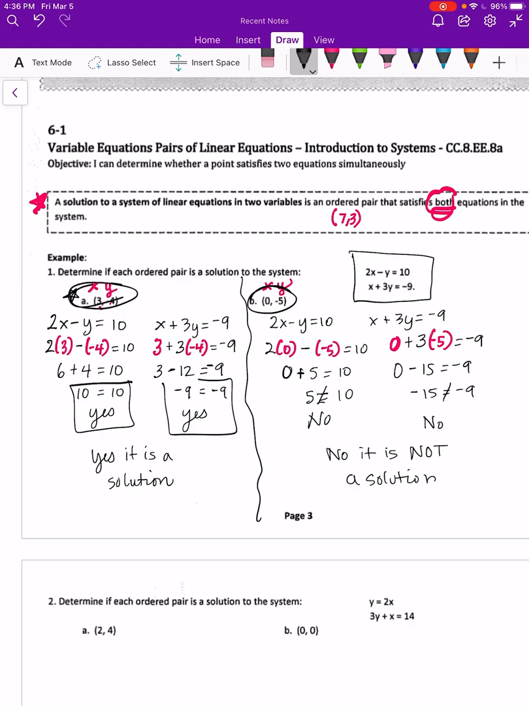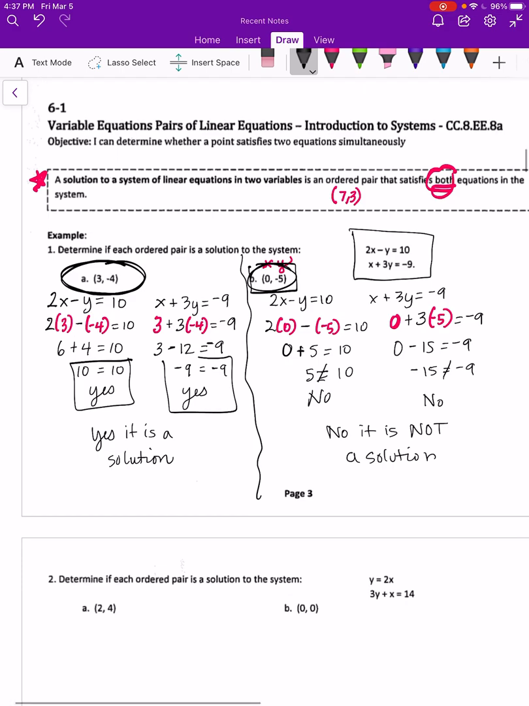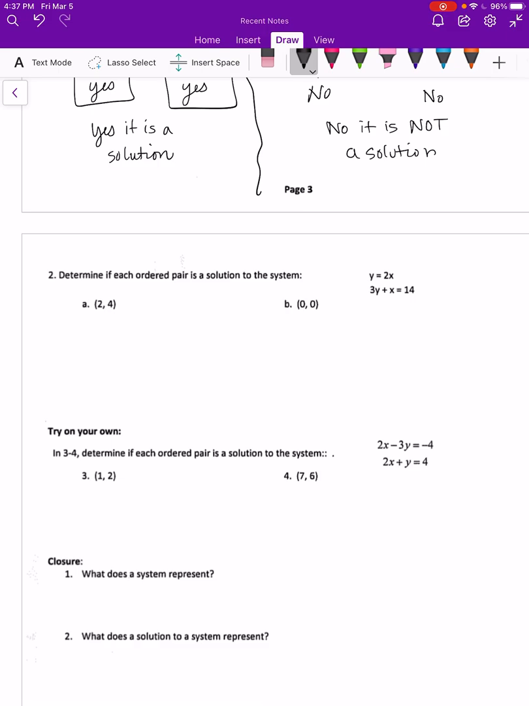So, oops, I kind of was messy with my circle. So they cross at 3, -4. That's where those lines cross on the grid. They do not cross here because it's not a solution. So that's what we're talking about. Is it a solution or is it not a solution? So we can move on to the next page, same type of thing. Determine if the ordered pair is a solution or not.